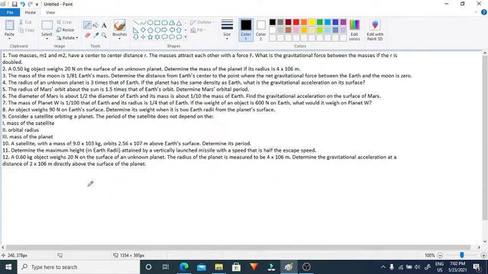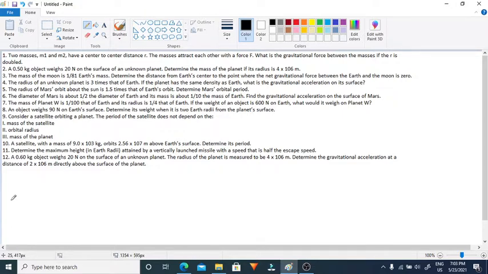The mass of the moon is 1 over 81 times the Earth's mass. Determine the distance from the Earth's center to the point where the net gravitational force between the Earth and the moon is 0. The important thing to understand is it's saying if you have a third object and you were to put it in between the Earth and the moon, how far would the object be from the Earth to where the net force coming from the moon and the Earth is 0?